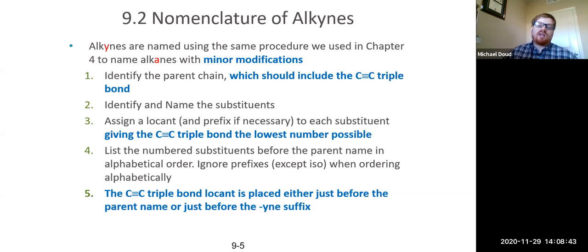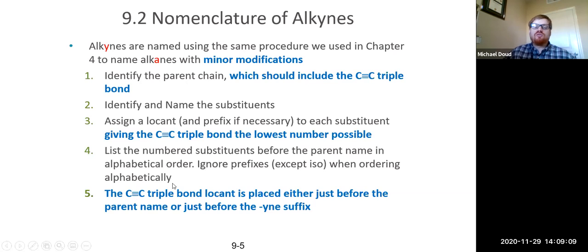Basically, you're going to have a triple bond, right? So you're going to have a C-C triple bond. That's going to be in the parent chain. Then you identify and name the substituents, give a number to each of the substituents, and number the C-C triple bond lowest possible. Again, the only thing we're changing here from alkenes is we're just replacing a C-C double bond with a C-C triple bond. Then you list the numbered substituents before the parent name in alphabetical order.